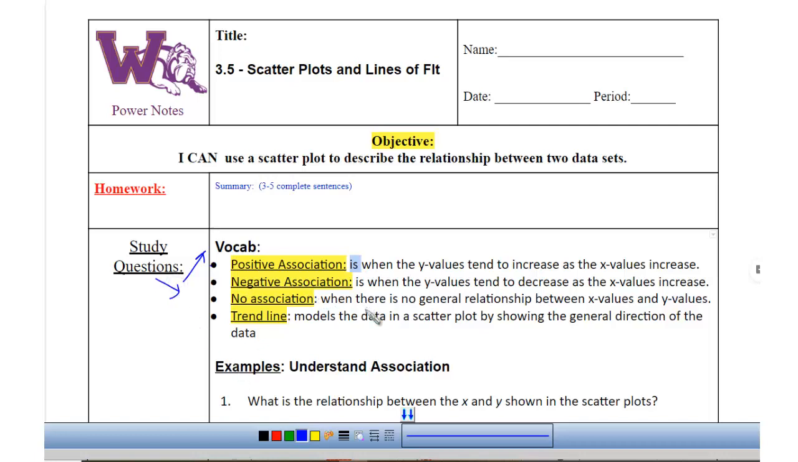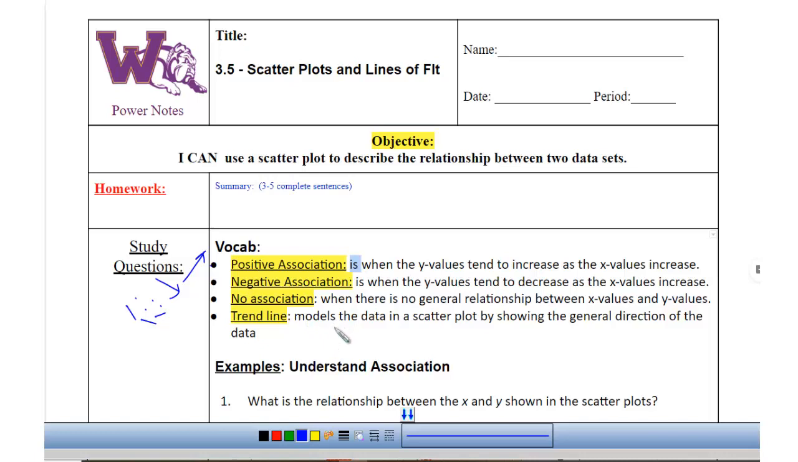And then no association is just scattered all over. So there doesn't appear to be any type of relationship between the two data sets. You get points in the graph, some are high, some are low, and they're just all over.